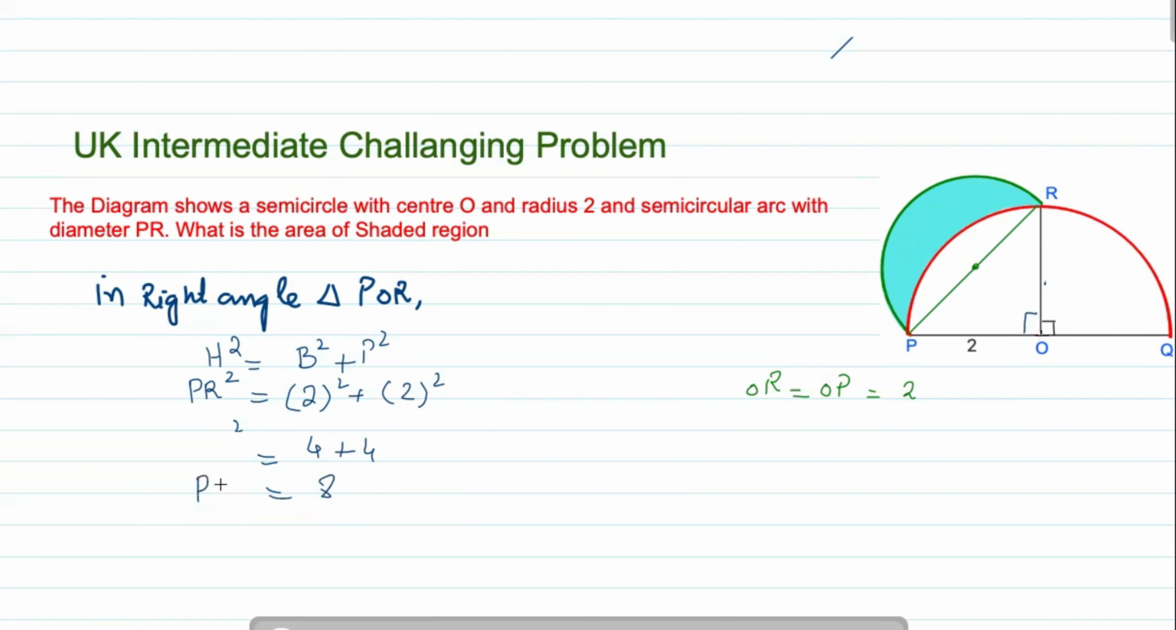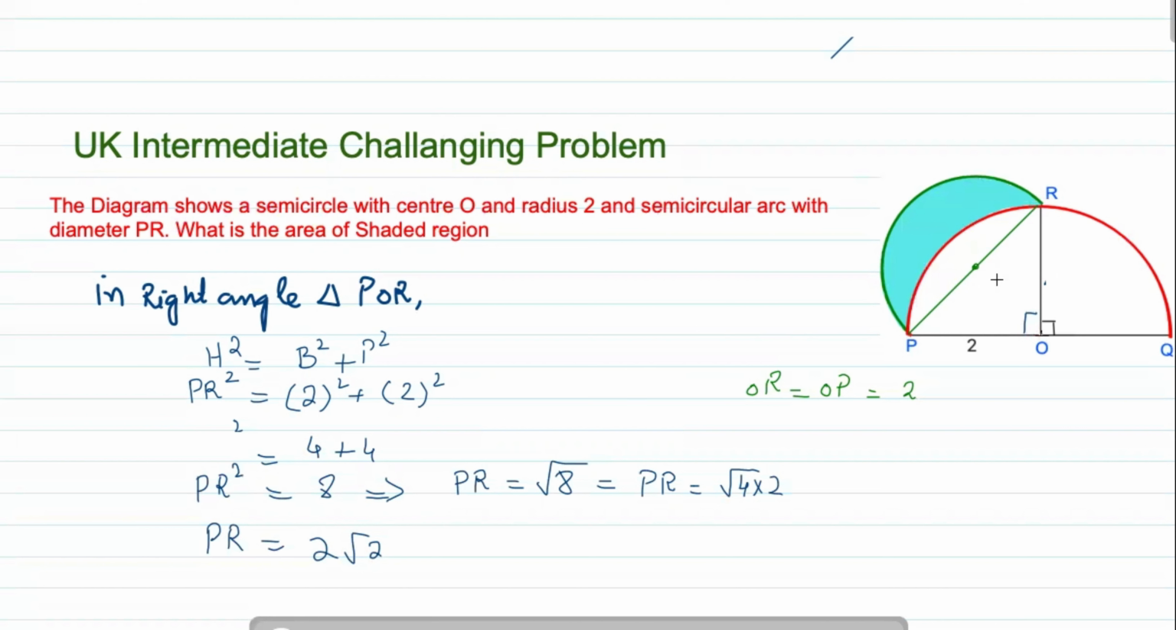Now, PR square will be equal to 8. Now, we take the square root on both sides. We get PR will be equal to square root of 8. And therefore, PR will be equal to square root of 8, which can be written as square root of 4 into 2. Therefore, PR will be equal to 2 under root 2. And this is the diameter of the semicircle of the arc PR with diameter PR.